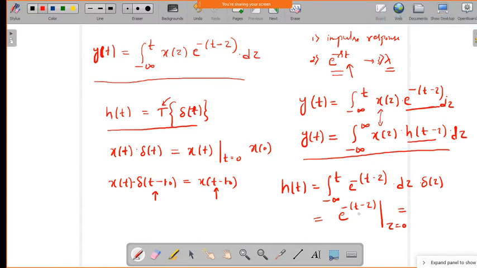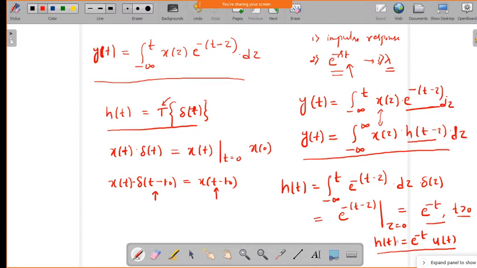Okay, so now if you evaluate this, what will you get? You will get e power minus t. This is only when t is greater than 0, because your integral is from minus infinity to t, which means t is greater than 0. So this is your h of t. Okay, so this is your impulse response, given by e power minus t when t is greater than 0. We can write it as e power minus t into u of t, because this is a step signal multiplied by the impulse response, only when t is greater than 0. So now this is the impulse response.